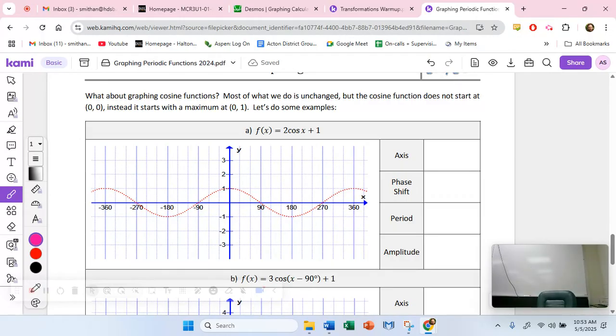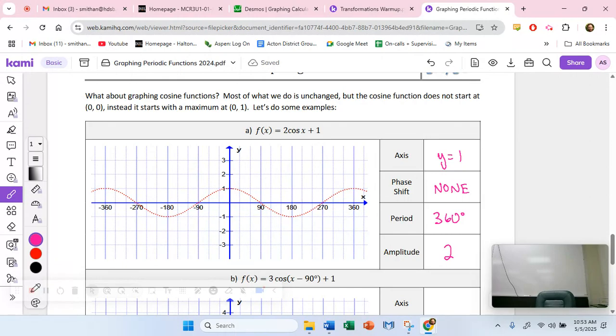The 4 properties for this graph, same idea, we can pick them off very quickly. Axis is y equals 1. No phase shift here because we're not subtracting anything off x. Period is still 360 because we're not multiplying x by anything. And the amplitude is 2. So graphing the cosine function and the sine function are identical in every way except where they start. The sine function starts at 0, 0, whereas the cosine function starts with the maximum at 0, 1. Everything else is the same.